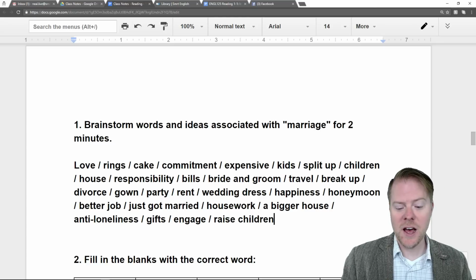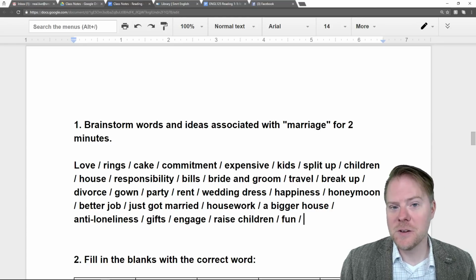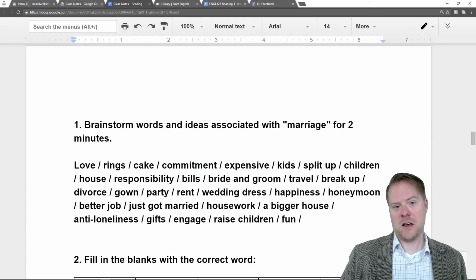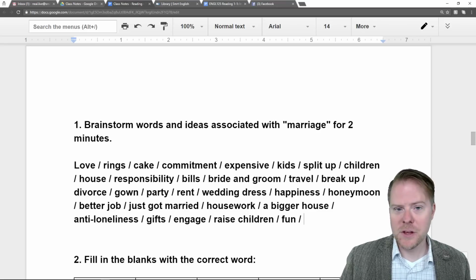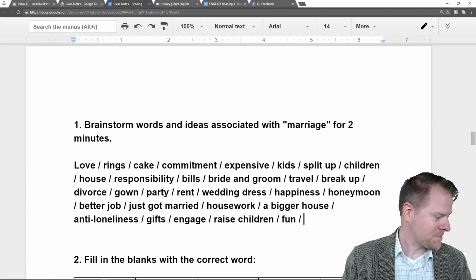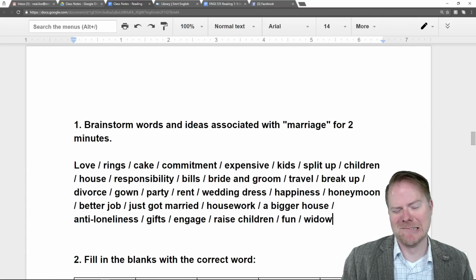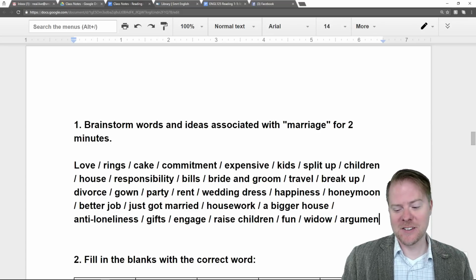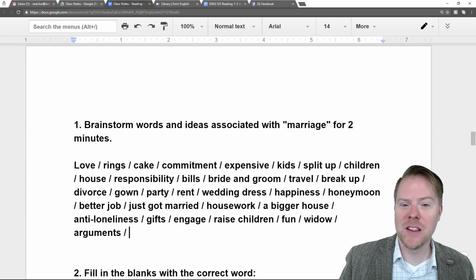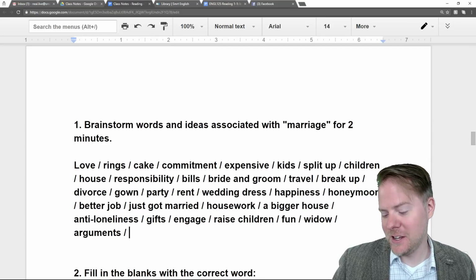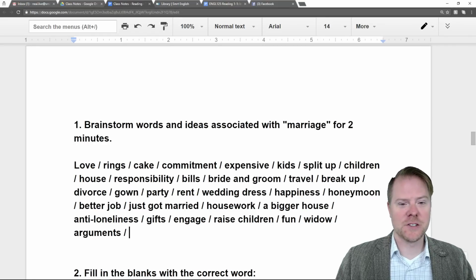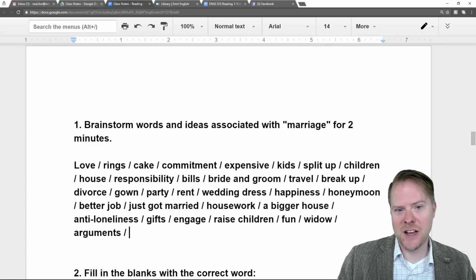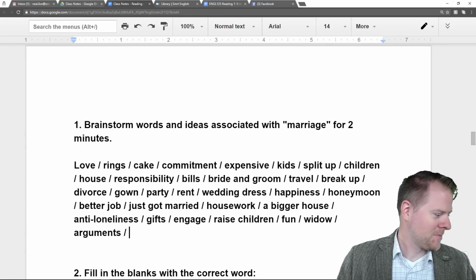Raise children. Yeah. You know, marriage can be fun. Some people think it's the end of fun. A marriage can be even more fun. It can be the funnest time in your life. Widow, if somebody dies. Wow. Arguments. Yes, there's going to be those too. It might be a lot of fun, but I guarantee there will be arguments when you get married. But that's natural between any two people.